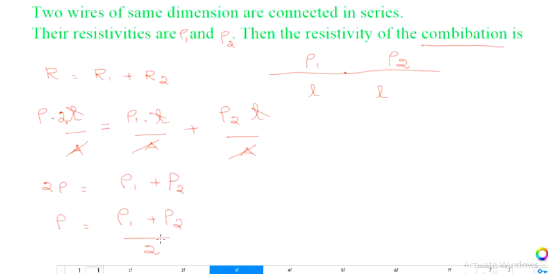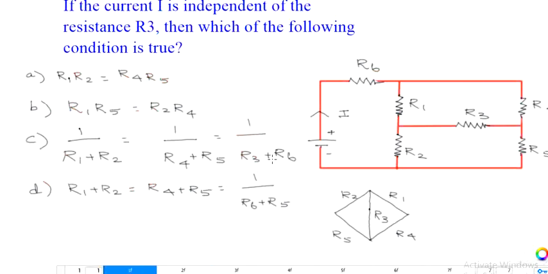The next question is: if the current I is independent of the resistance R3, then which of the following conditions is true? They have given some circuits. Now we have to find out which of the following relations is true. Four relations are given as options here. In other problems, I have not given options, but here I have given options because there is a reason for it. Here we can easily eliminate the options.